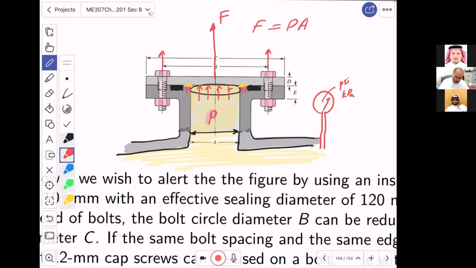Very careful. Why? Because in the solution of this problem, you will see them using an effective diameter. What is the effective diameter? If you use this small diameter, the area will go down. If you use this area, the area which is measured by the diameter A. But if you use, let's say, this area in blue, the area will go up. So when the area goes up, you multiply it by the same pressure, the force will go up. Which means, ya shabab, the risk is here.